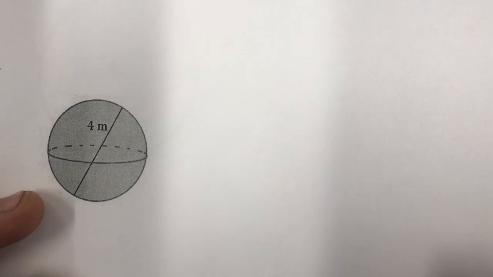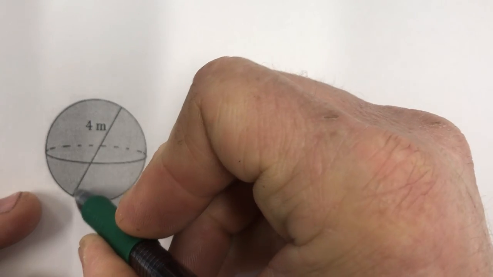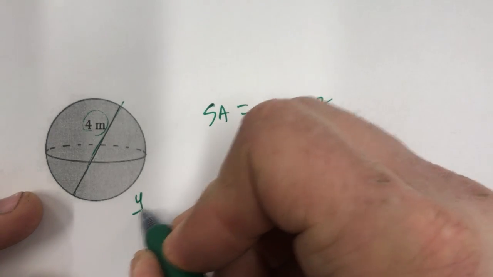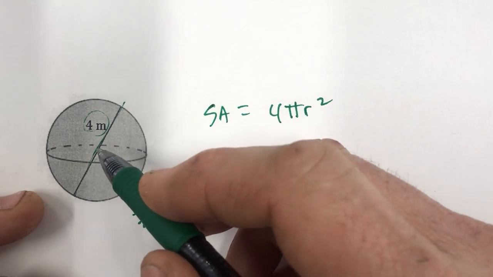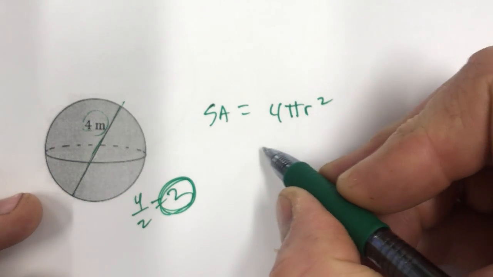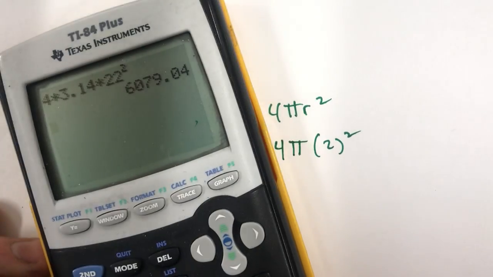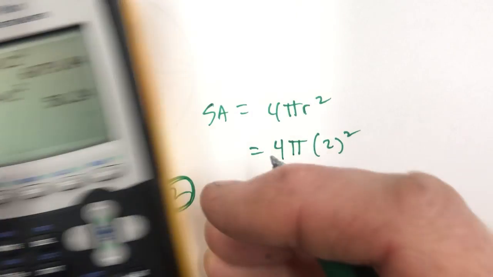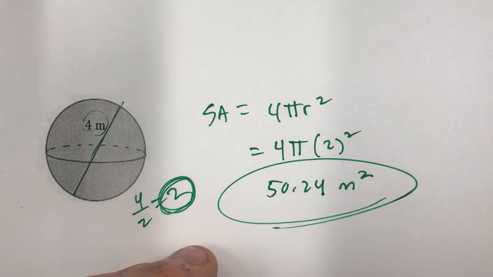Next one here, okay, now remember the surface area is 4 pi r squared. All right, now this time we've got the diameter, which is 4. Now remember the radius is half that, so if I do 4 divided by 2, there's my radius right there. The diameter is double the radius, so I just divide it by 2. So my surface area here is going to be 4 times pi times 2 squared. Okay, 4 times 3.14 times 2 squared, which is 50.24 square meters. There's my surface area.